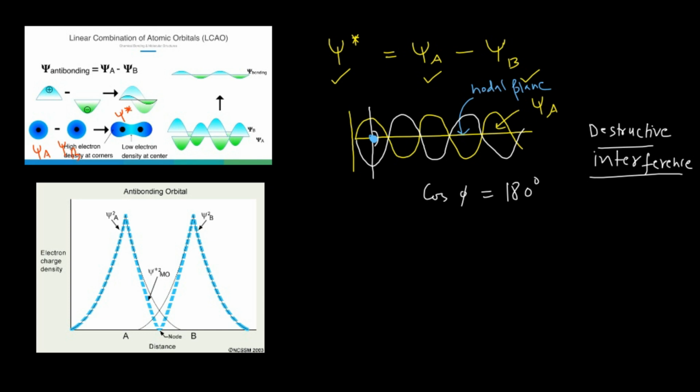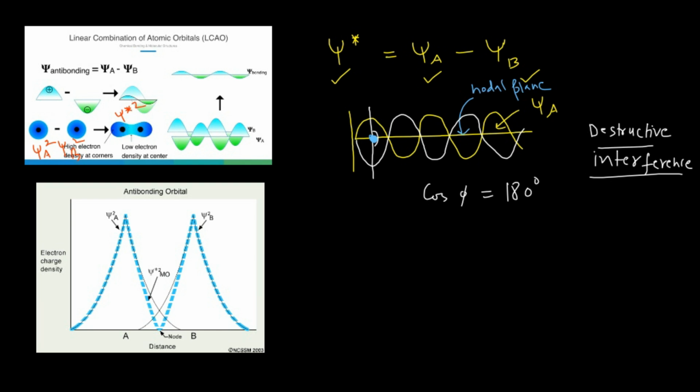Here I have shown you the psi A square, psi B square, and here psi star square, right? Here you can see the electron charge density is quite less between the two nuclei. However, the electron density is very high at the periphery of the two nuclei. So both these nuclei are exposed in front of each other, and there would be increased repulsion because electron density is less.